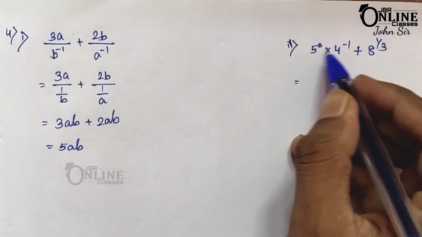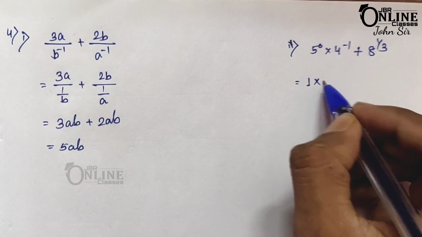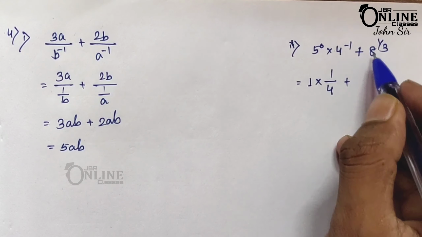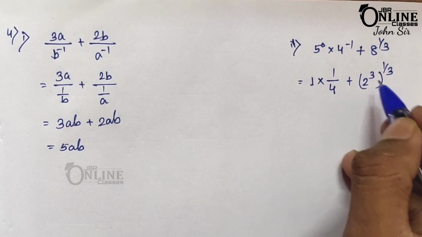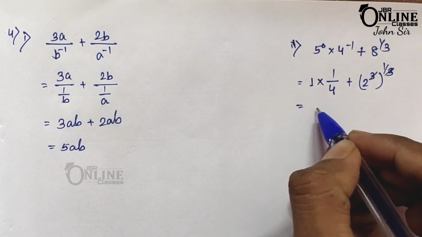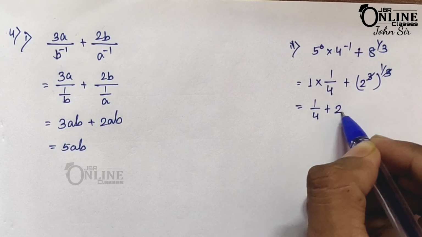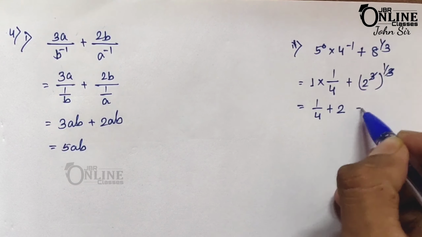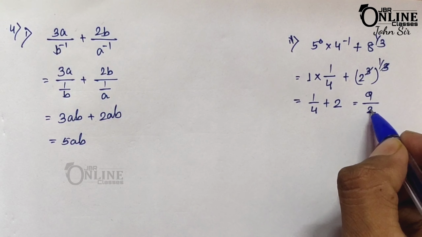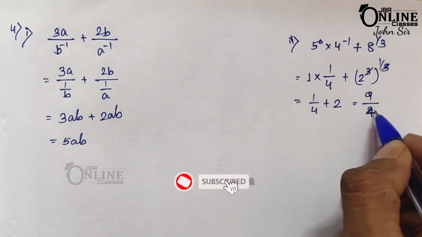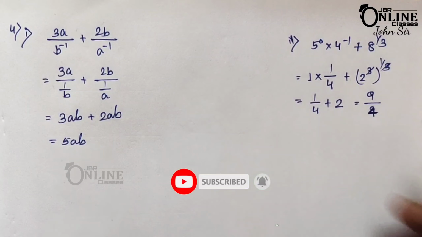Next, number 2. 5 to the power 0 means 1. 4 inverse, that means 1 by 4. And here 8. 8 means 2 to the power 3. So 2 to the power 3 into 1 by 3. So here 3 cancel out. So it will be 1 by 4 plus 2. Okay, 1 by 4 plus 2, that means here 9 by 2. Sorry, it's not 9 by 2, it's 9 by 4, as here the LCM equals 4. So it's 9 by 4.